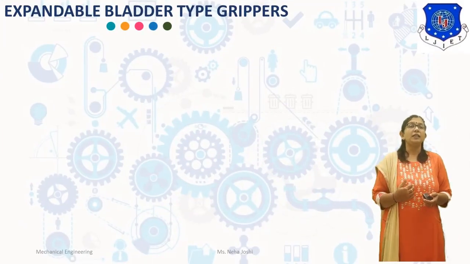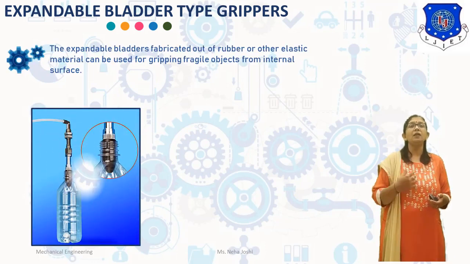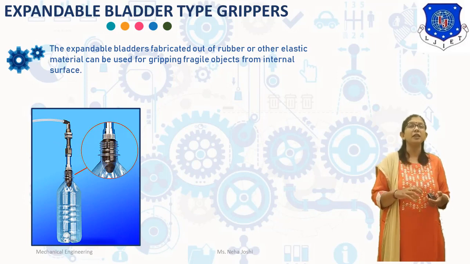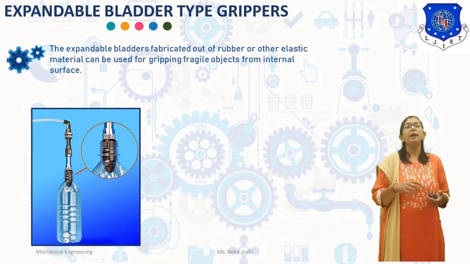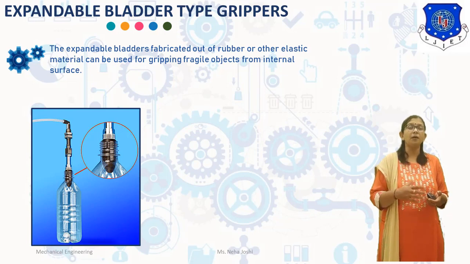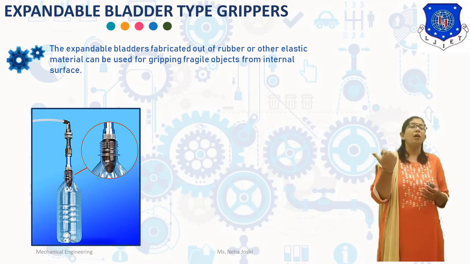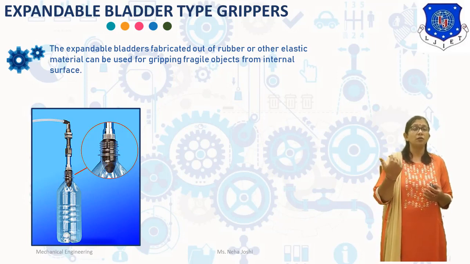The next one is expandable bladder type gripper. Now, mechanical grippers apply concentrated force. They are not suitable for gripping fragile objects. The expandable bladder is fabricated out of rubber or plastic material. Expandable bladder type grippers are generally used for gripping fragile objects like glass parts from the internal surface. Now here you can see how an expandable bladder gripper is used.